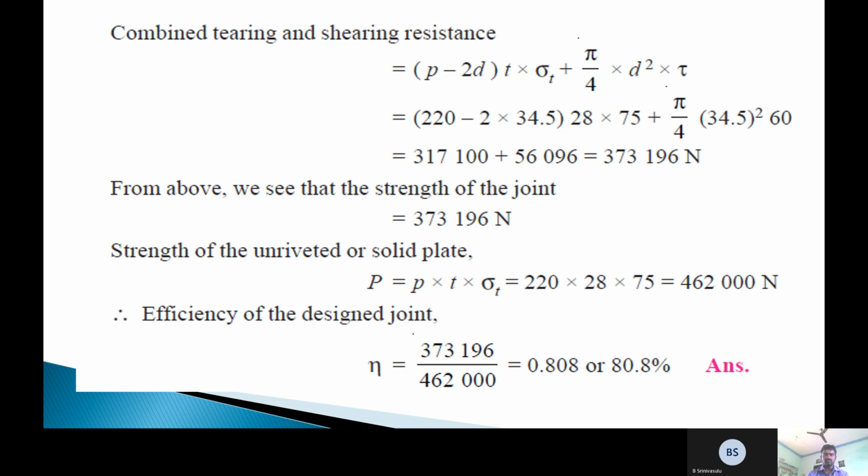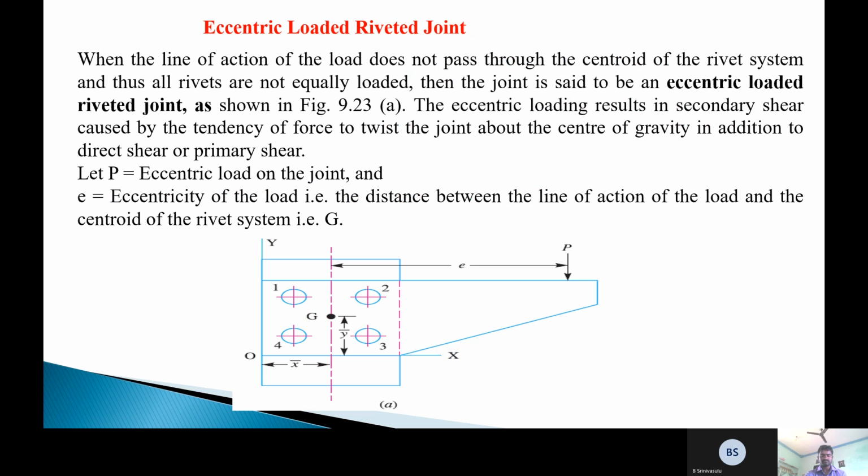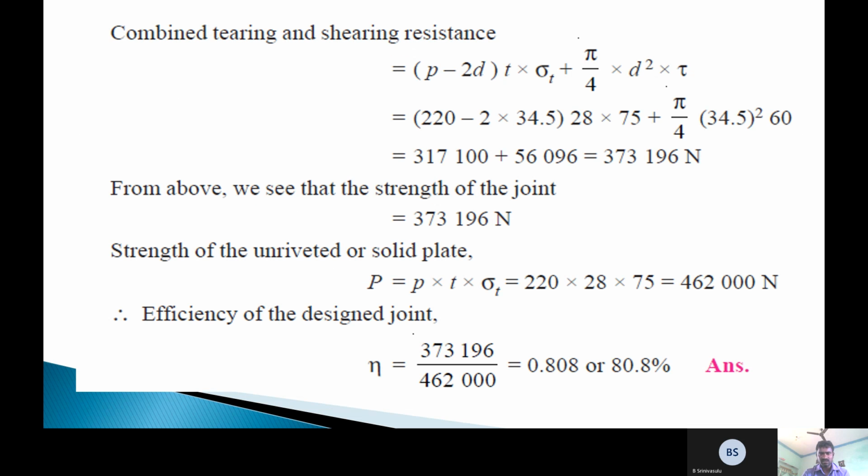Now from above we see that the strength of the joint is 3,73,196 newtons. The strength of the unriveted or solid plate equal to P into T into sigma T, that equal to 4,62,000. The efficiency of the designed joint equal to 80%. The problem is completed. In today's class, we stop here.